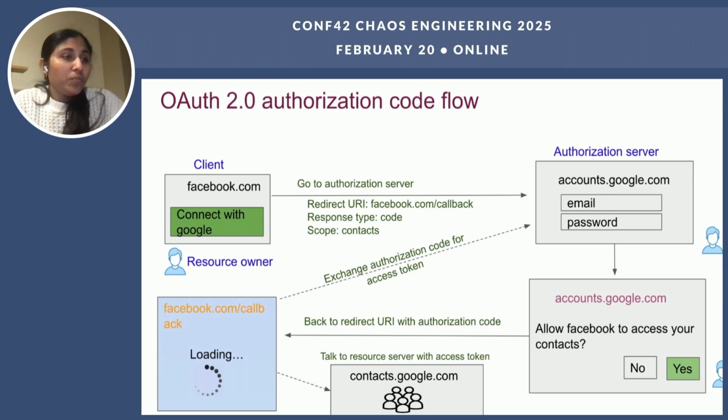So in OAuth 2.0, the user never shares their password with the application. Instead, the access is granted through a secure token. This makes OAuth ideal for scenarios like logging in with Google or accessing third-party APIs securely.